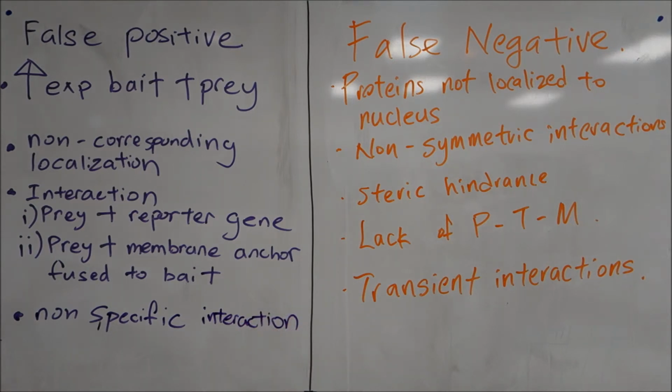Furthermore, the interaction between the two proteins in the yeast-2 hybrid method is often not symmetric. The feedback of the hybrid may cause direct hindrance that impedes interaction. The lack of post-translational modification in the yeast system can cause false negative results. Very transient interaction may also escape detection.